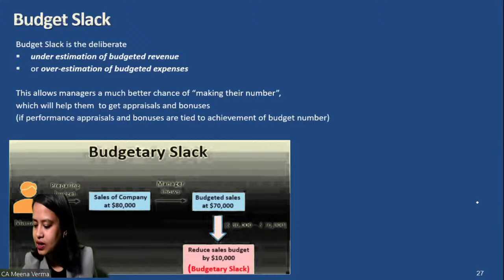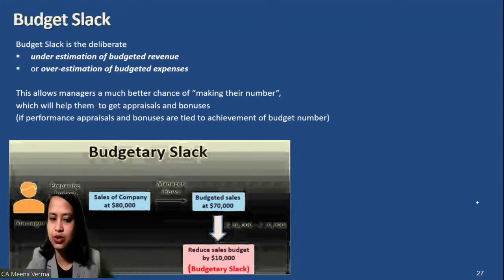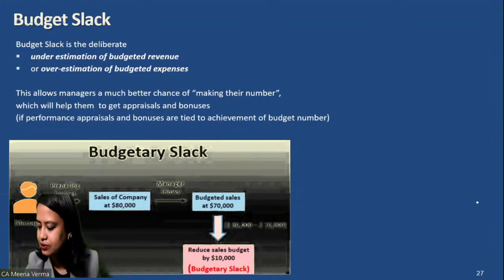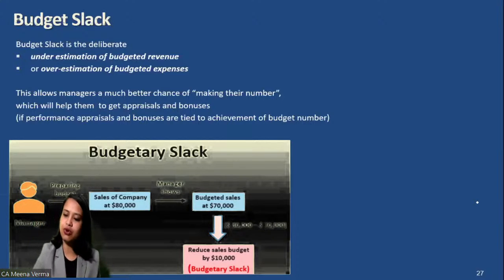If you want to ask any doubt, you can ask me. Any doubt? Otherwise, we have a next topic which is related to budget slack. Is there any doubt? Say yes or no. Do you want me to proceed to the next topic? Quickly tell me. Otherwise, I will not teach the next topic.